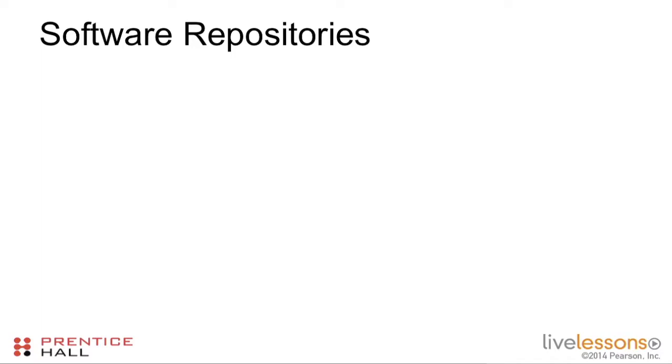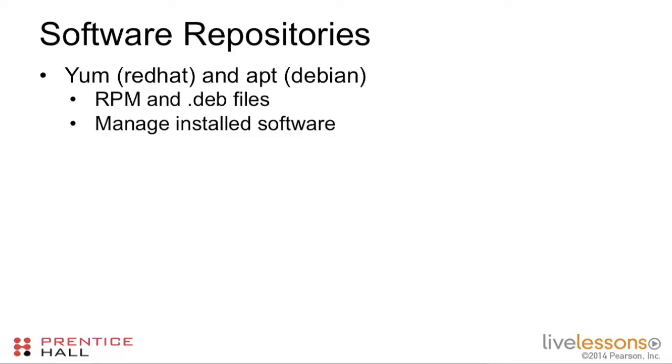So first, we should understand the concept of a software repository. A repository is a collection of software packages, often for a given operating system or even for a given CPU architecture, like a 32-bit processor versus a 64-bit processor. On Linux systems, the most common packaging systems are RPM and Deb. Red Hat systems use the RPM format, and Debian systems use the Deb format.